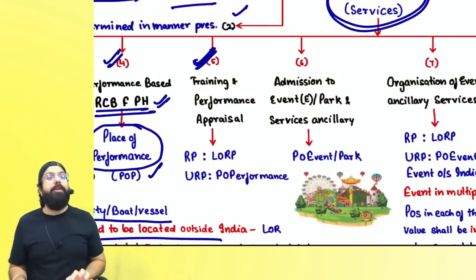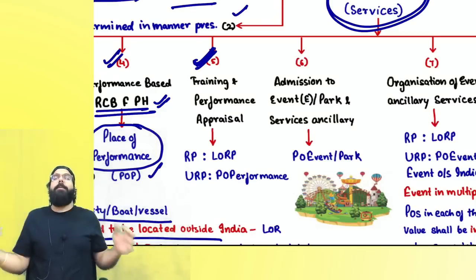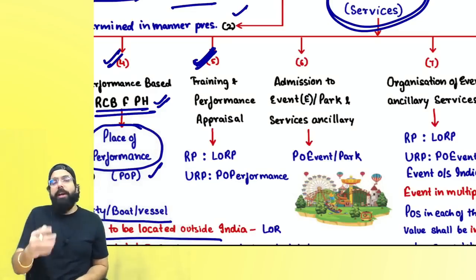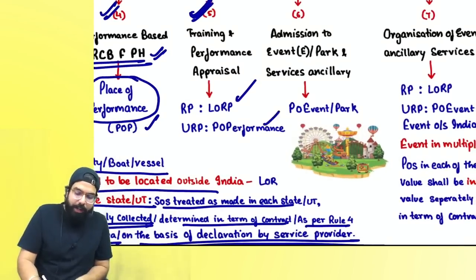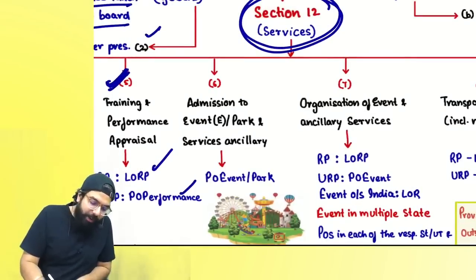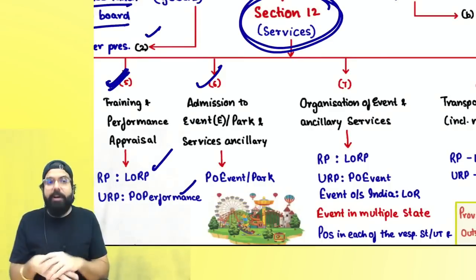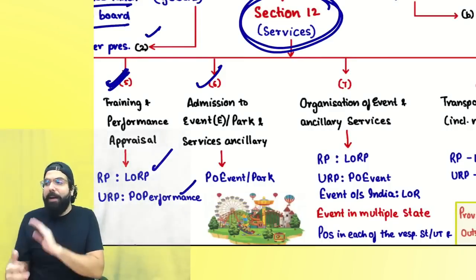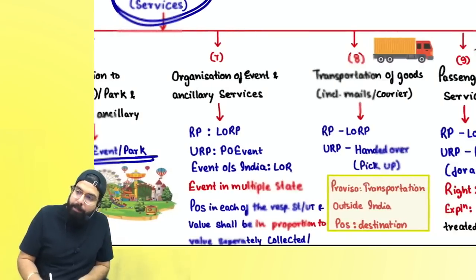Then section number 12.5 talks about training and performance appraisal. In the case of training and performance appraisal service provided to a registered person, it is the location of the registered person, otherwise the place of performance. Section number 12.6 talks about services in relation to admission to an event or park and any ancillary services. Always the place of the event or the park becomes the place of supply.